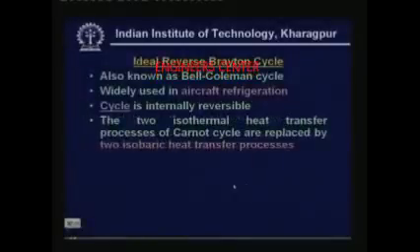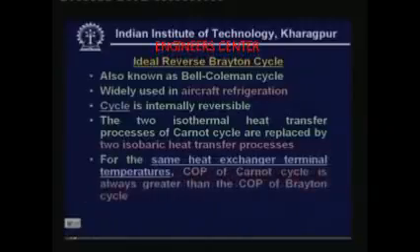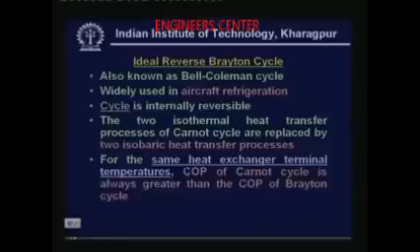Right. So I have already mentioned, the two isothermal heat transfer processes are replaced by two isobaric heat transfer processes, and for the same heat exchanger terminal temperatures you can very easily show that the COP of a reverse Carnot cycle is always greater than the COP of a Brayton cycle, okay. Let me show this.